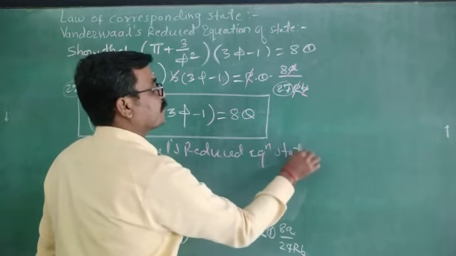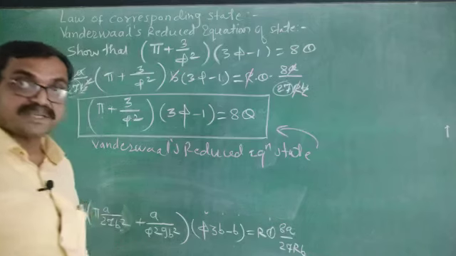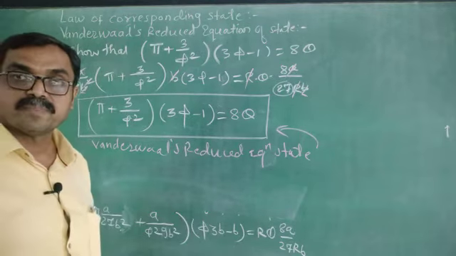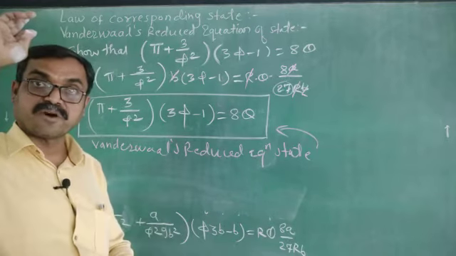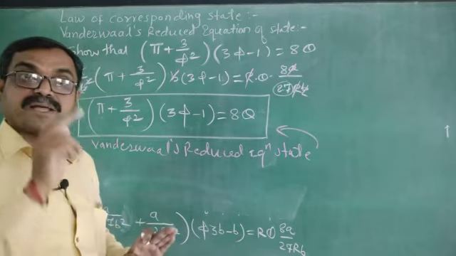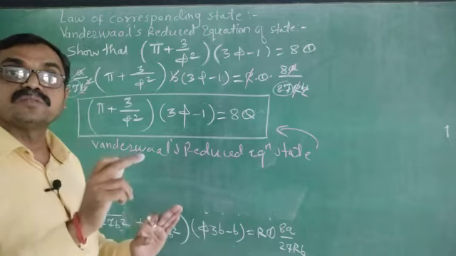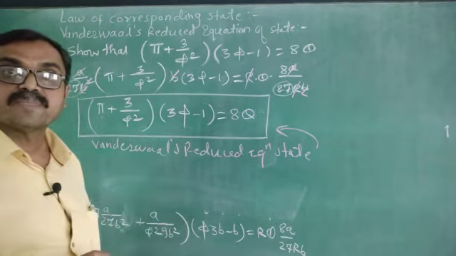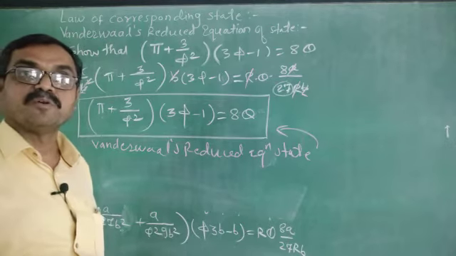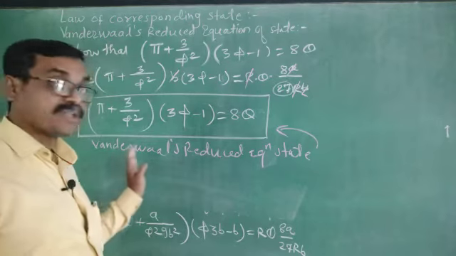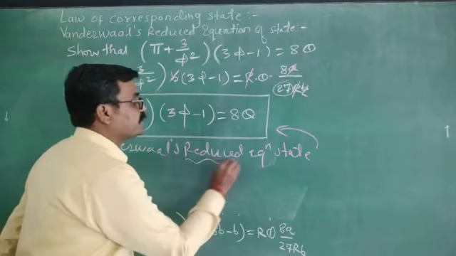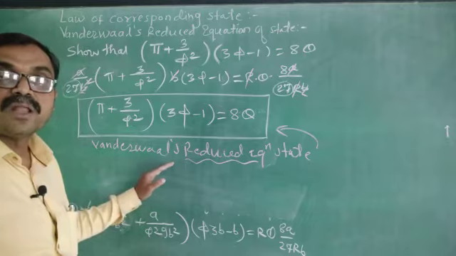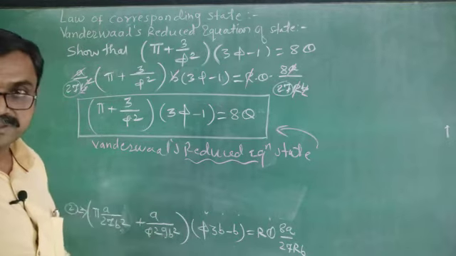See friends, van der Waals equation is entirely different from van der Waals reduced equation. You know van der Waals equation for 1 mole is (P plus a upon V square) into (V minus b) is equal to RT. That is van der Waals equation for 1 mole. This is van der Waals reduced equation of state. This is important. Or sometimes it is also known as the law of corresponding states.